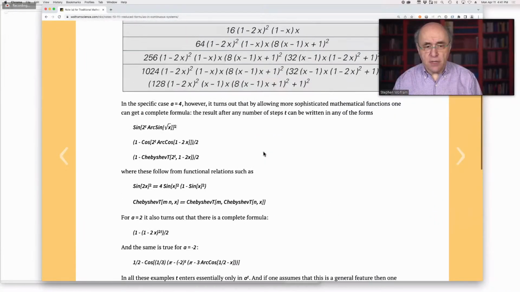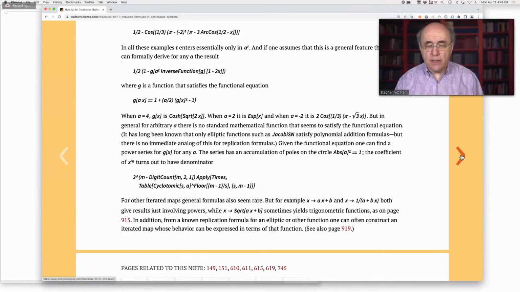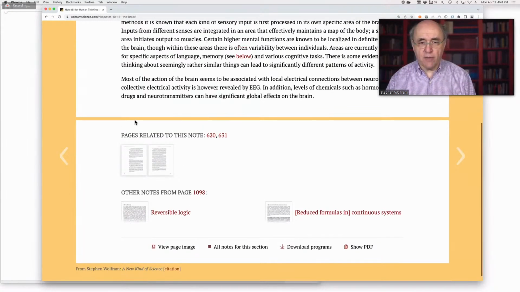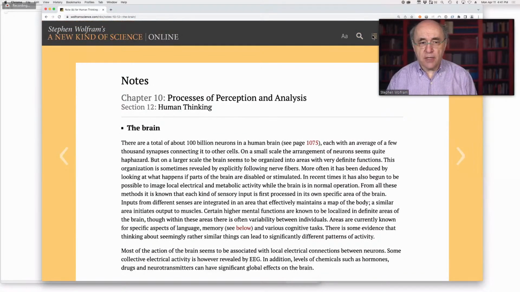Continuous systems, yeah, this complicated story of when continuous iterations, like iterated maps on an interval, generate things for which there is a formula for the result. Okay, back to the main text.